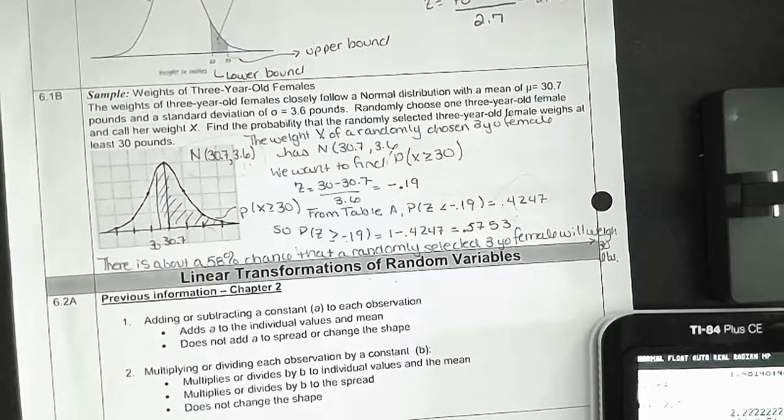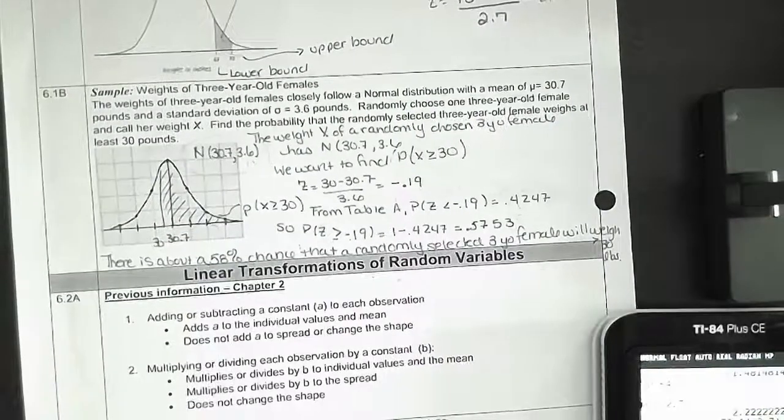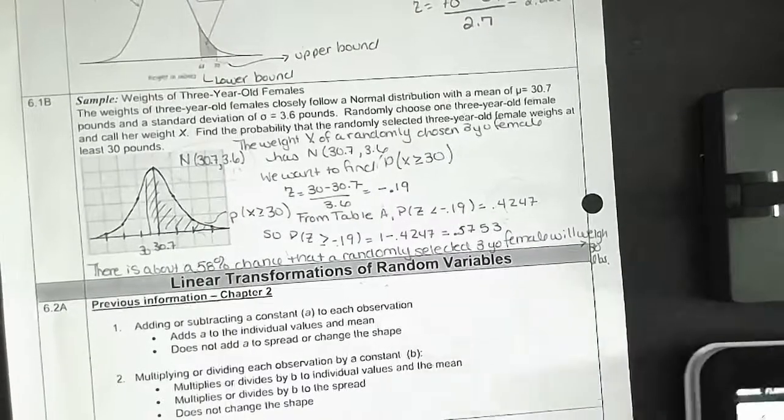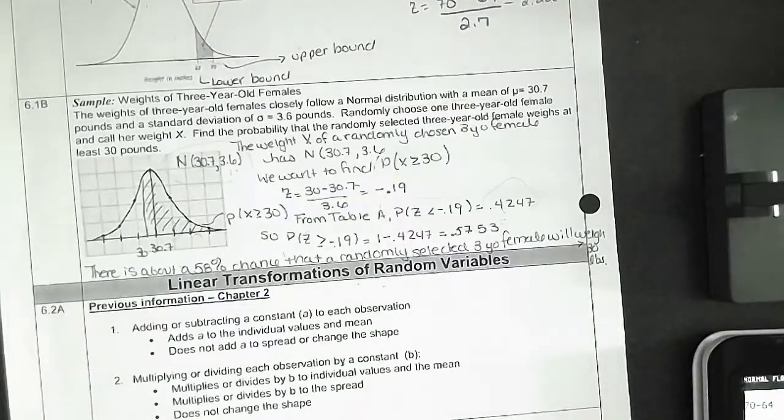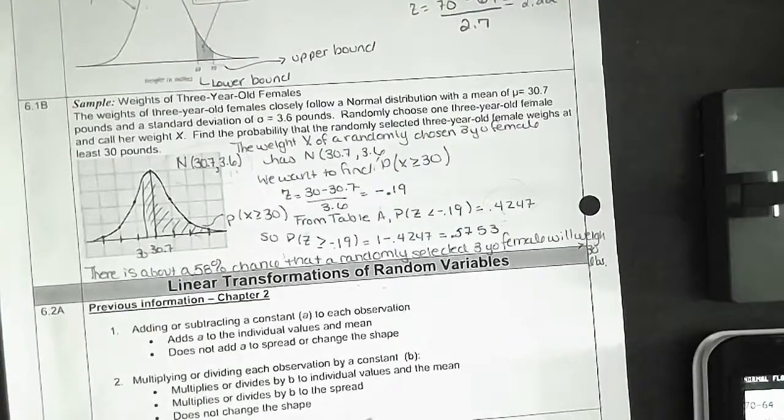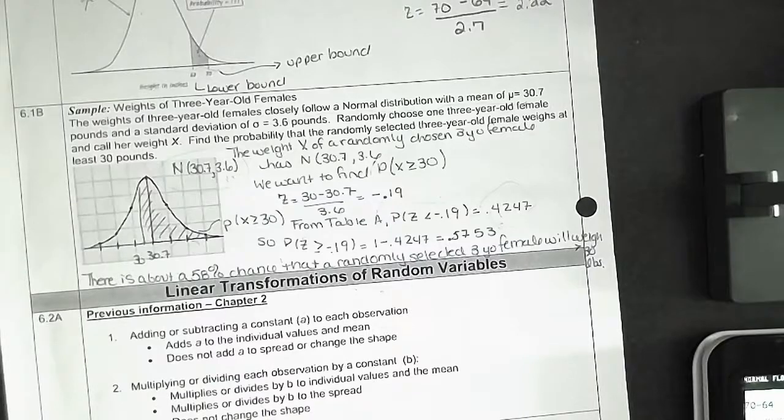Now we're back to linear transformations of random variables, and that's section 6.2. I'm going to stop for a bit and have us finish off. 6.2 is pretty lengthy, so we'll have lots of practice with those. Make sure that you look through this section really well, your notes, and the activities that we did, and then go back to 6.2 and we'll start doing that.